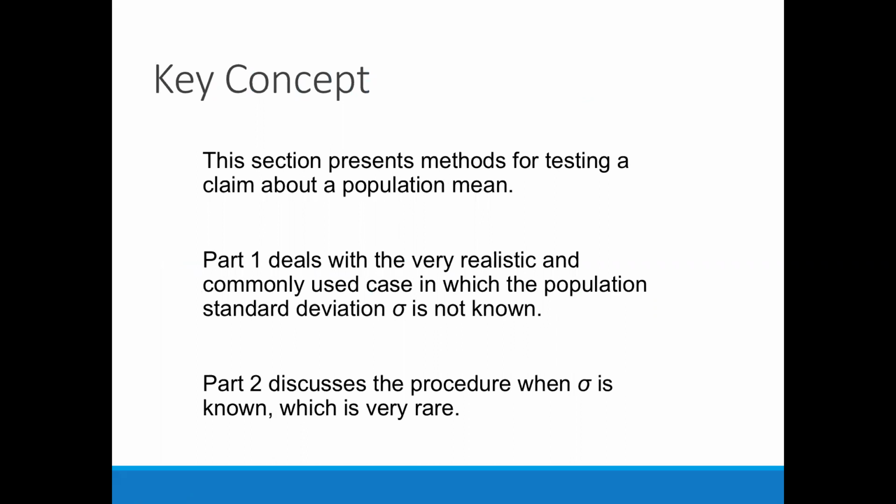Part 1 deals with the very realistic and more commonly used case in which the population standard deviation sigma is not known. Part 2 discusses the procedure when sigma is known, which is a very rare scenario. You're going to have somebody tell you that it is known, or that you have data that would indicate it is known. More commonly, population standard deviation is not known.